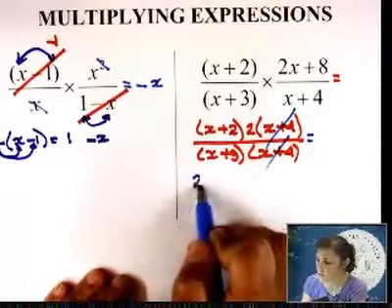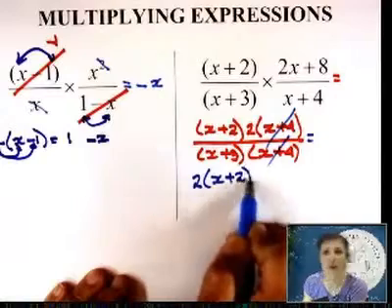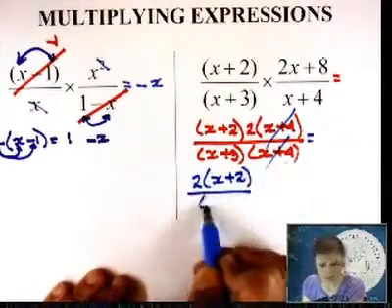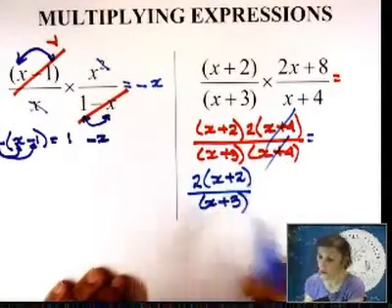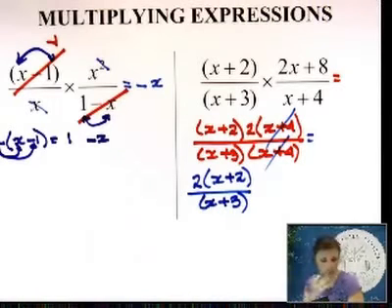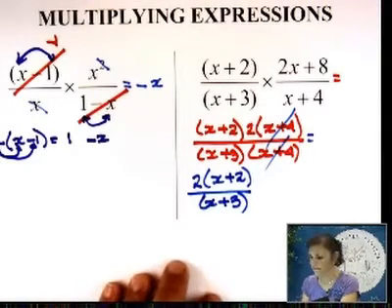So the answer is 2. X plus, the commutative property tells me you can switch them around. And then x plus 3. And that's all you have. All right? So let's see what else I can do.